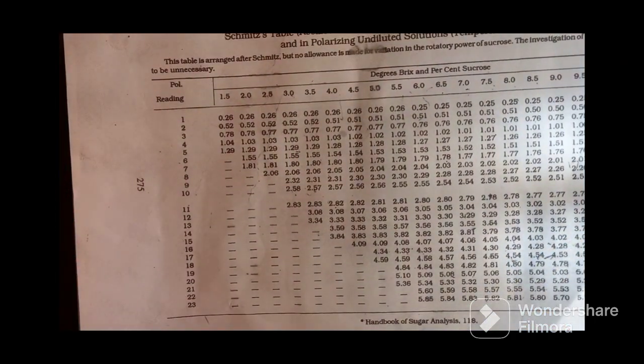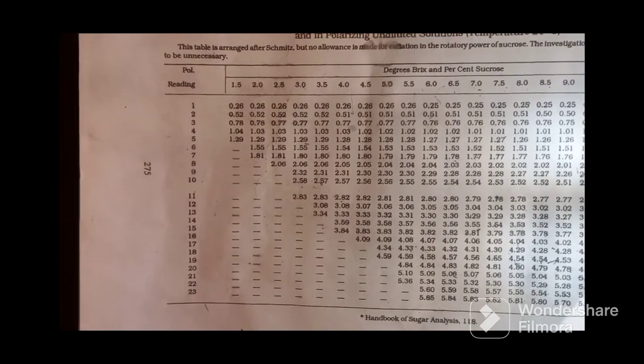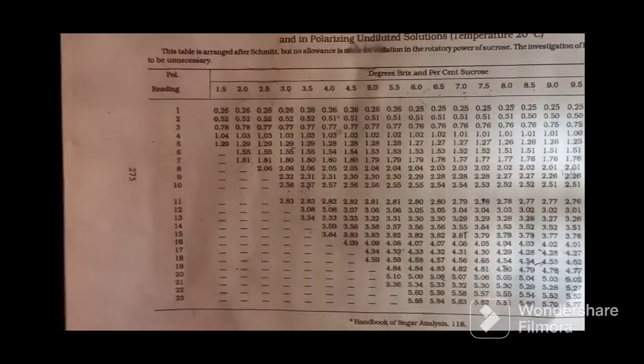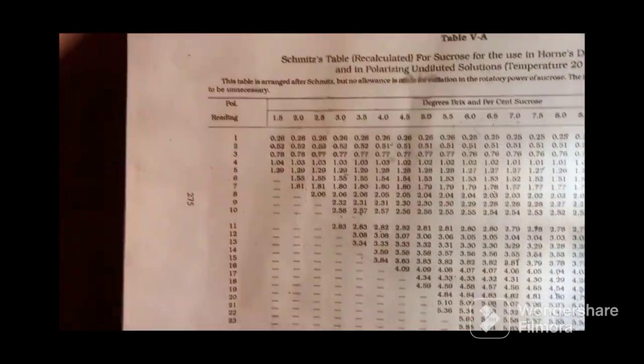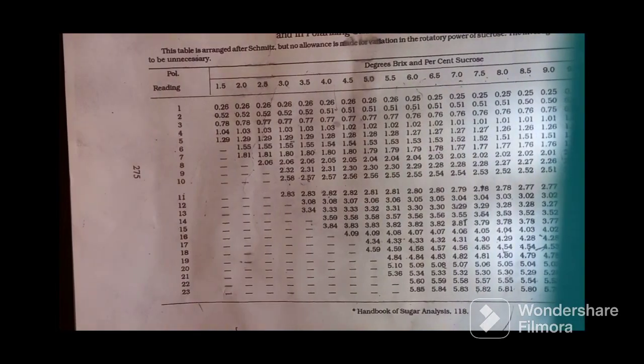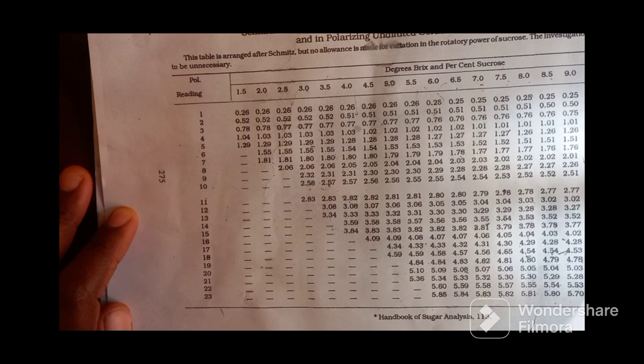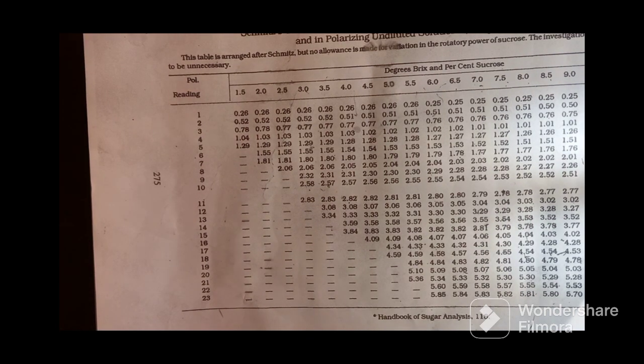Our second sample was last expressed juice, and the Brix of last expressed juice is 3.4 and pol reading is 10.7. So let's start with our first table. The highest Brix of this table is 10. So last 3.4 can be found in this table, and pol reading, the highest is 23. That means pol of 10.7 can be found in this table. So we will not continue to the next table. So we just use the first table.